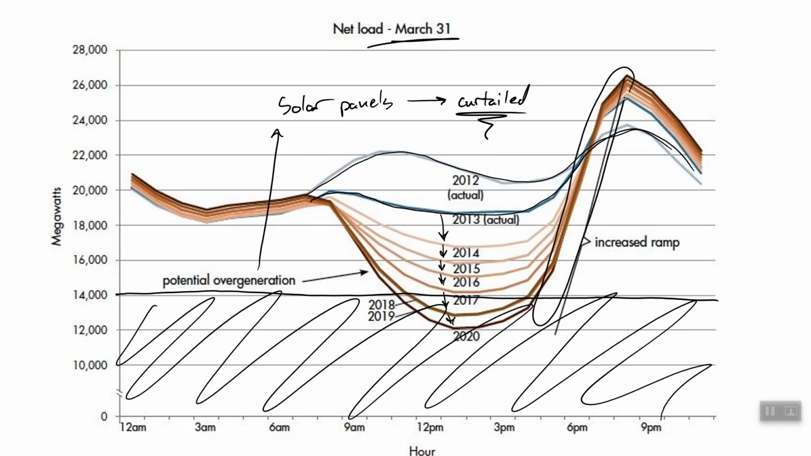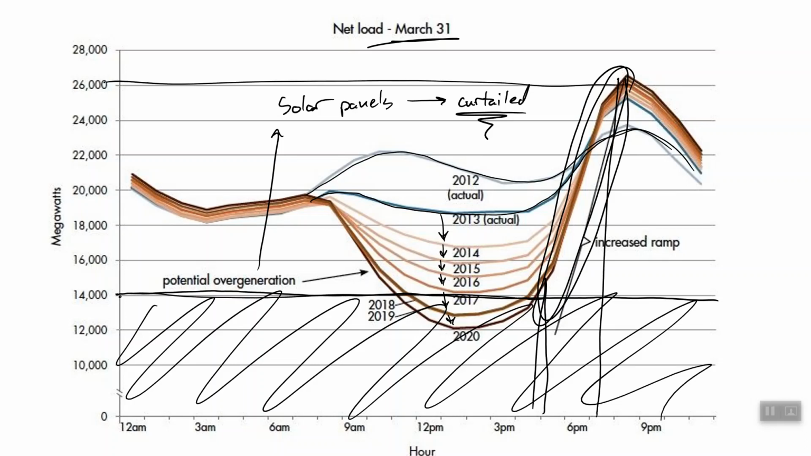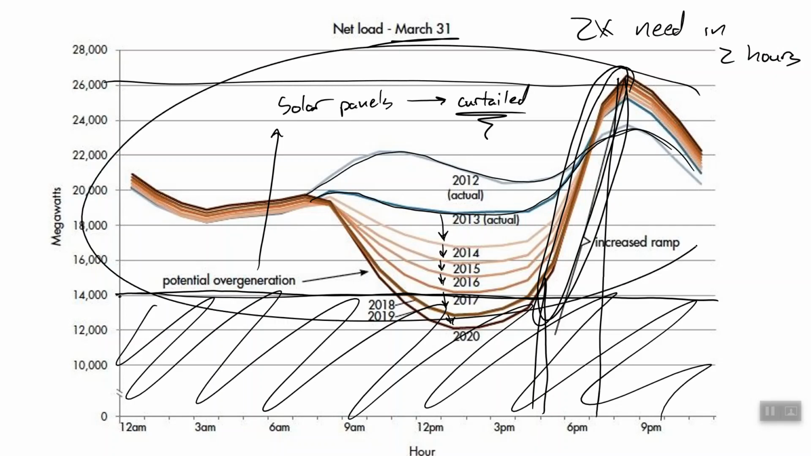Likewise, look at this ramp. How are you supposed to turn on, between, what is that, a 2-hour period going from 14,000 to 26,000? You're almost doubling your need in 2 hours. That is a real challenge. So this duck curve right here, this is the main threat to renewable energy, I believe, as it stands now. So what can we do about it?